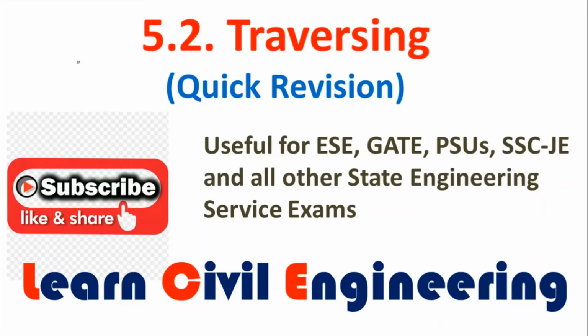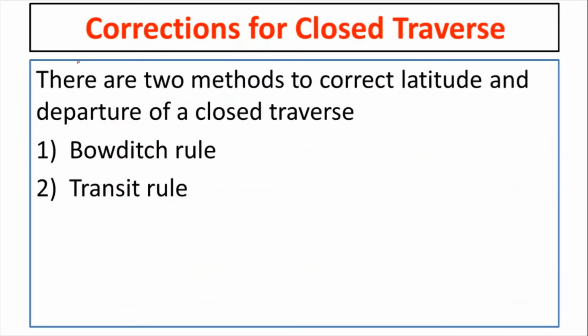Hello friends, in the last video we have seen what is latitude of a line, what is departure of a line, and then we have seen the checks for closed traverse, and then we have seen how to calculate the error in the closed traverse. So now in this video we are going to see how to apply the corrections for the closed traverse if there exists some error. So let us see that.